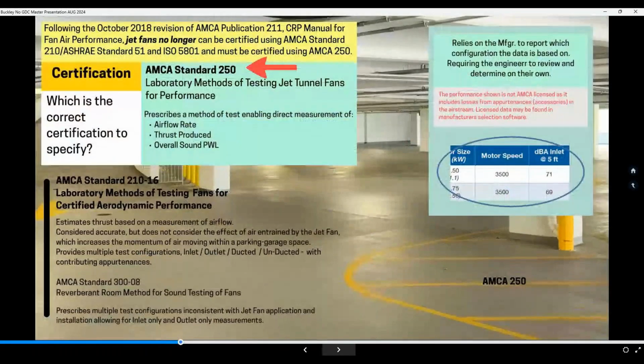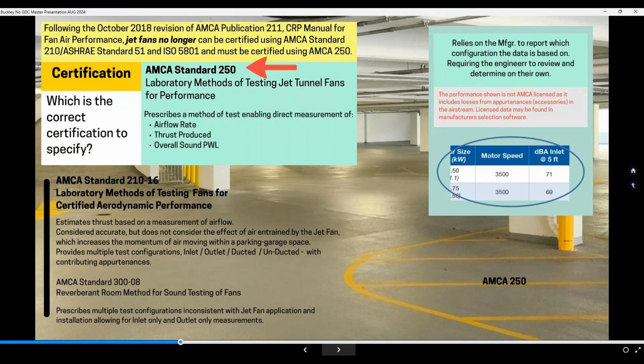Now let's talk about the correct certification and the standards which apply to jet fans, because this has been a question and it's come up. Hey, which is the correct certification to specify? Well, the correct certification is the AMCA standard 250. And that is because the AMCA standard 250 directly prescribes the test methodology specific to jet fans in the application of enclosed and underground parking. That standard is only applicable to jet fans.